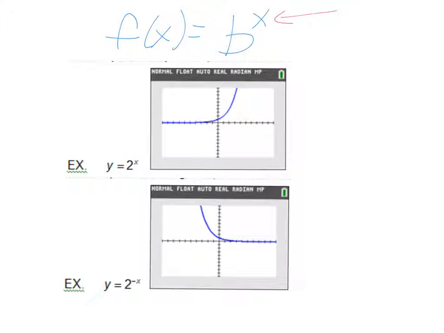If the exponent is positive, like y equals positive 2 to the power of x, then the function is increasing, which is exponential growth. If the exponent is negative, like y equals 2 to the negative x, then the function is decreasing, which is exponential decay.